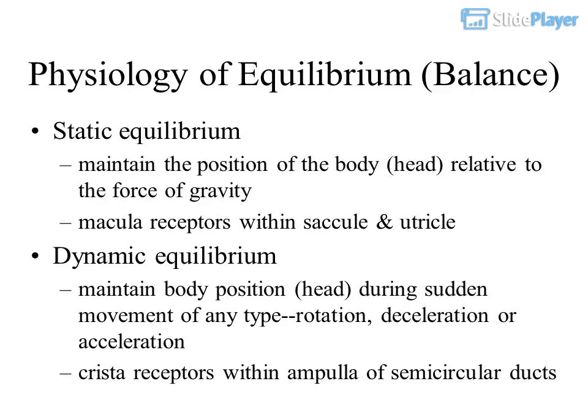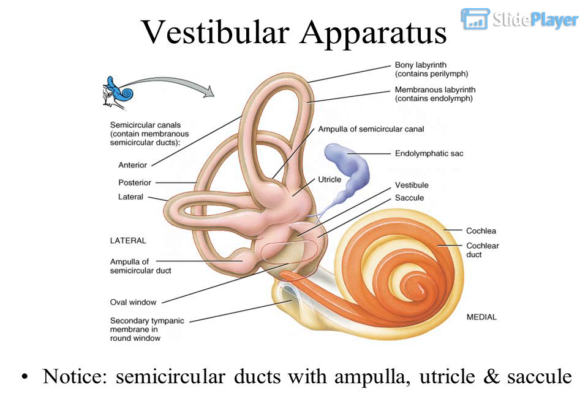Physiology of equilibrium, balance. Static equilibrium maintains the position of the body and head relative to the force of gravity. Macular receptors are within the saccule and utricle. Dynamic equilibrium maintains body position and head during sudden movement of any type: rotation, deceleration or acceleration. Crista receptors are within the ampulla of the semicircular ducts. The vestibular apparatus: notice the semicircular ducts with ampulla, utricle and saccule.